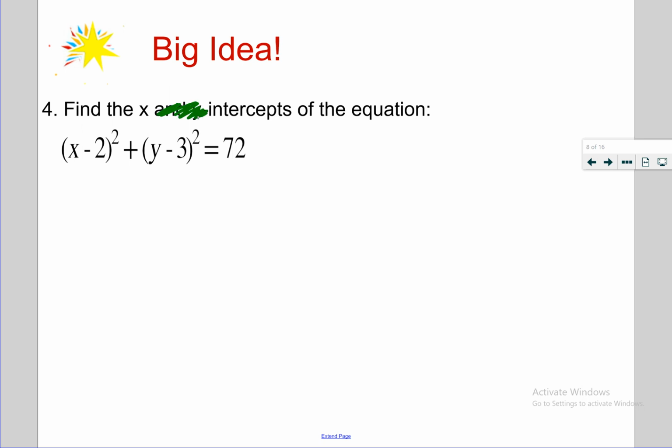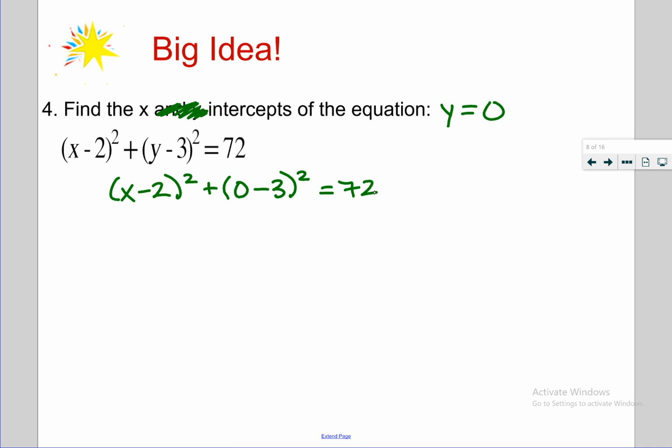Okay. If I want to find an x-intercept, what do I plug in? 0 for y. All right, so that looks like the following. (x − 2)² + (0 − 3)² = 72. I'm hoping this looks a little familiar with some of the distance stuff we did in the last section. Are you guys kind of seeing the same format here?